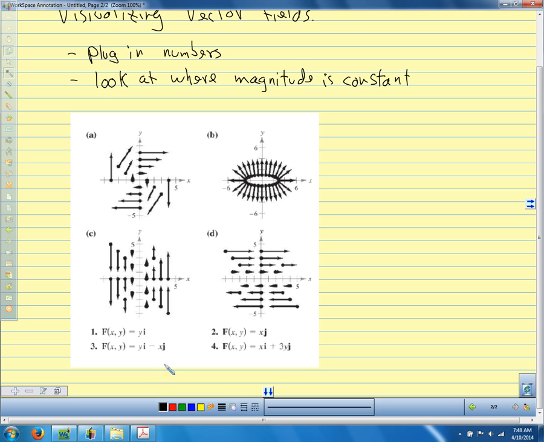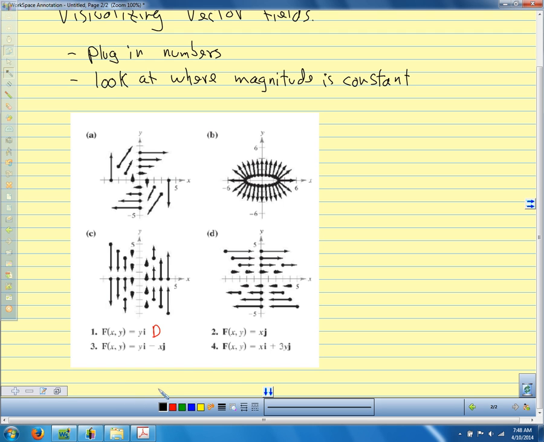So which vector field only has an x component, y i, and their magnitudes are constant for any particular y value? D. Well, this is the one that has only an x component, and for any y value along the horizontal line, our magnitudes are constant, and the magnitudes are increasing as y gets larger, positive or negative. So number 1 would match with D.